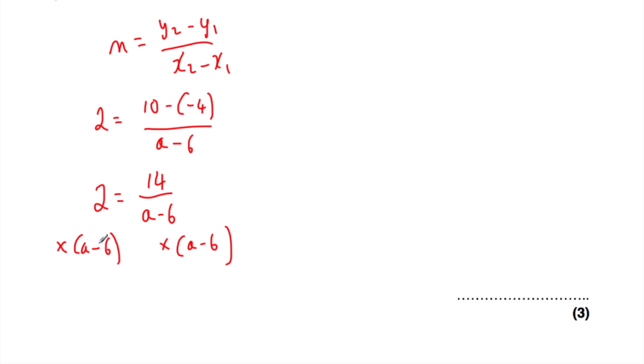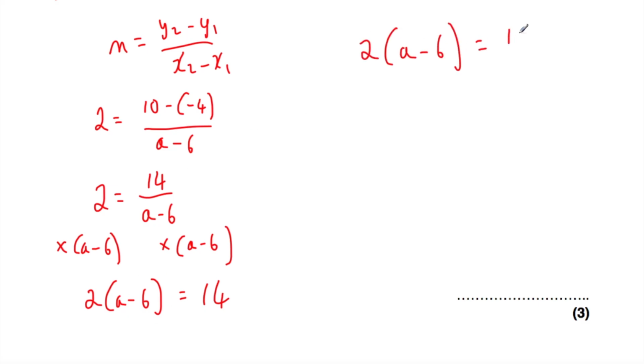Okay, 2 multiplied by a minus 6 would be 2 and then brackets a minus 6. And the right-hand side, we're multiplying by a minus 6 to get rid of the divide by a minus 6, so we'll just be left with 14. So this is fantastic. Let's write this up here. 2 brackets a minus 6 is equal to 14. And then if we wanted to solve this, let's expand the brackets. 2 times a is 2a, and 2 times minus 6 would be minus 12. Just multiplying what's inside the bracket by 2, and that's equal to 14.